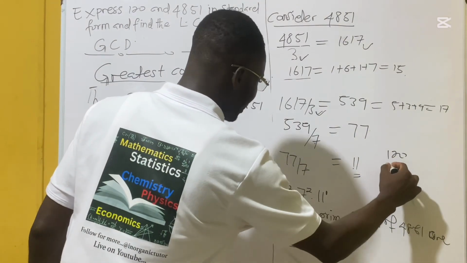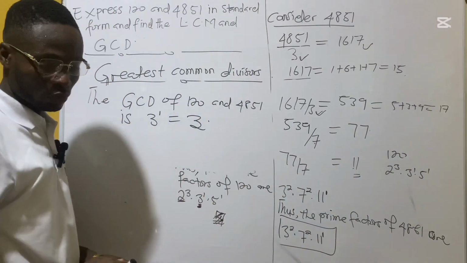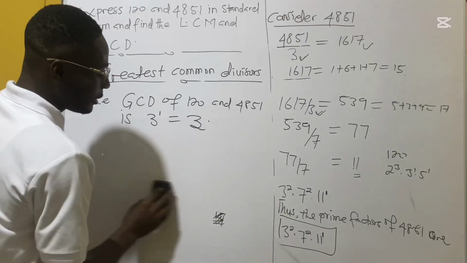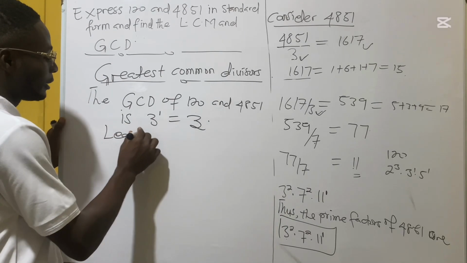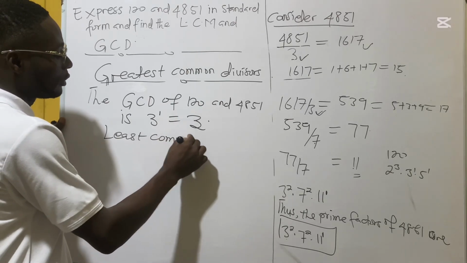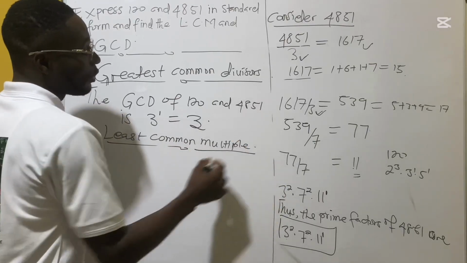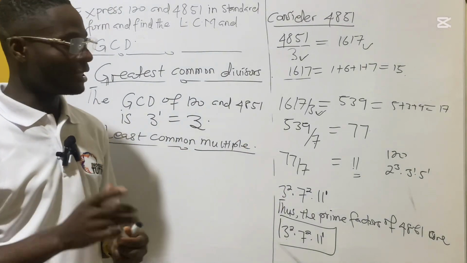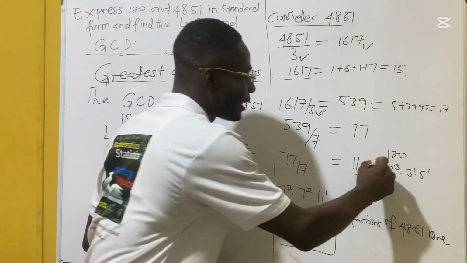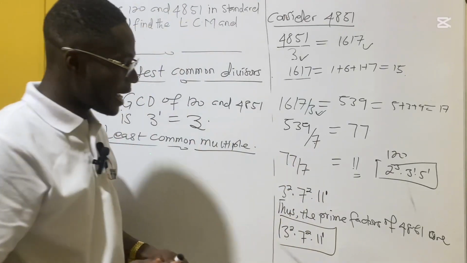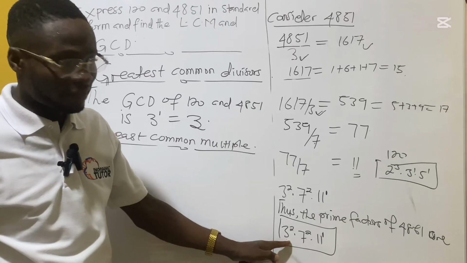The 120 has 2 power 3, 3 power 1, and 5 power 1, right? So let me clean this here. Okay, so with the least common multiple, what you have to consider is that you look through, you see the 120 has these prime factors and the 4851 has these prime factors.